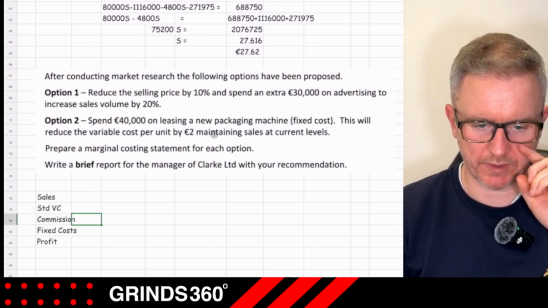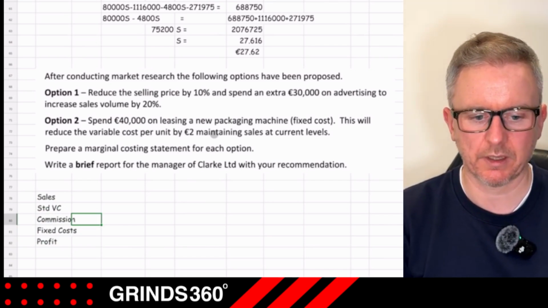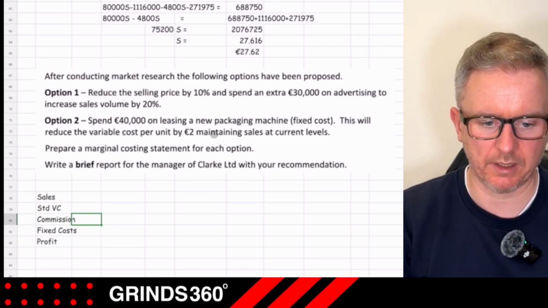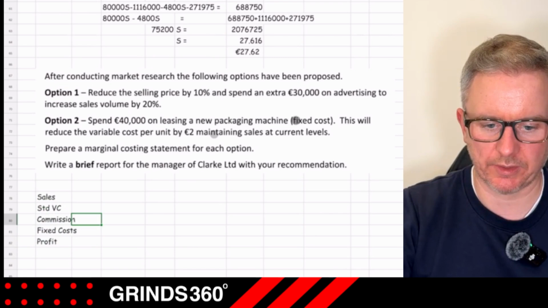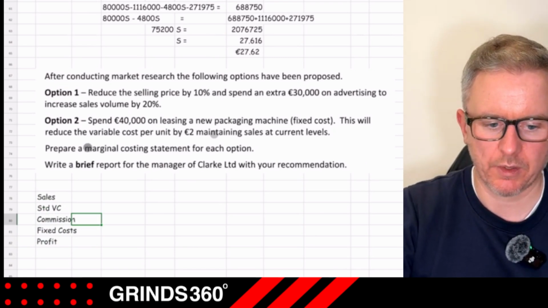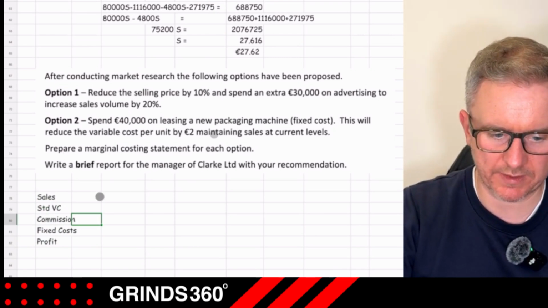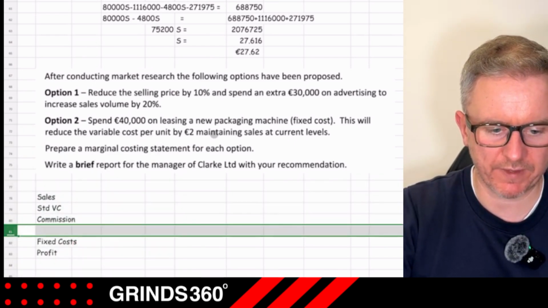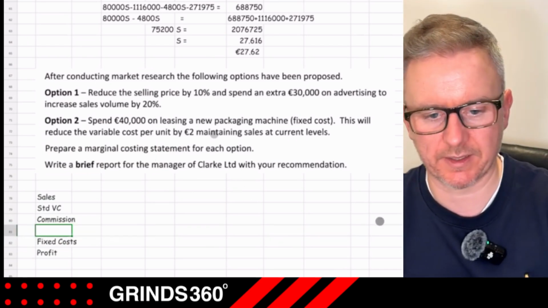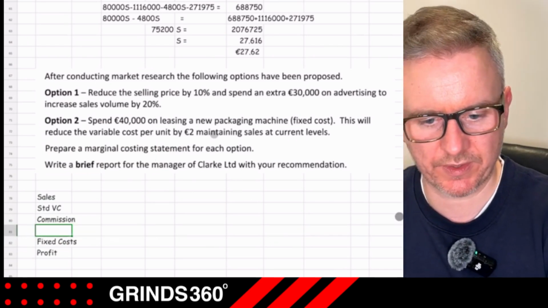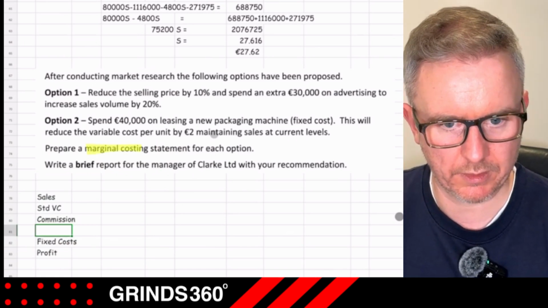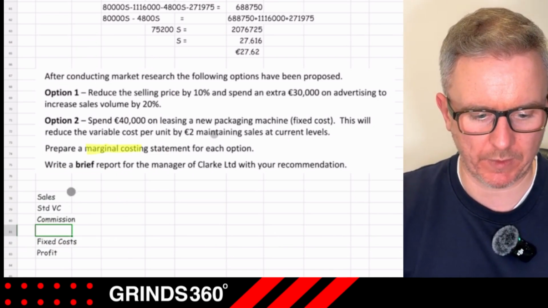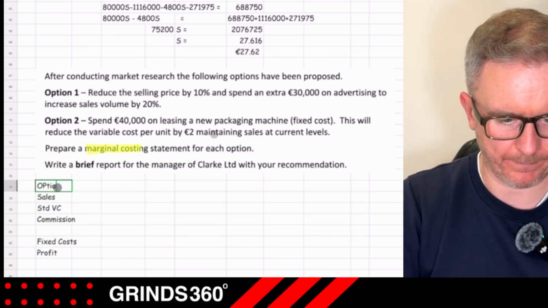So if we reduce our selling price by 10% and spend an extra 30,000 on advertising to increase sales volume by 20%, okay? Or if we spend on leasing a new packaging machine, the fixed cost coming in there. But look at what it asked you for, a marginal costing statement. So I need to put in one other little thing here. I need to show my contribution. If the question asks you for a marginal costing statement, then you must remember to show the contribution, because you will get marked down if it's not there. So we're going to do this for option 1.